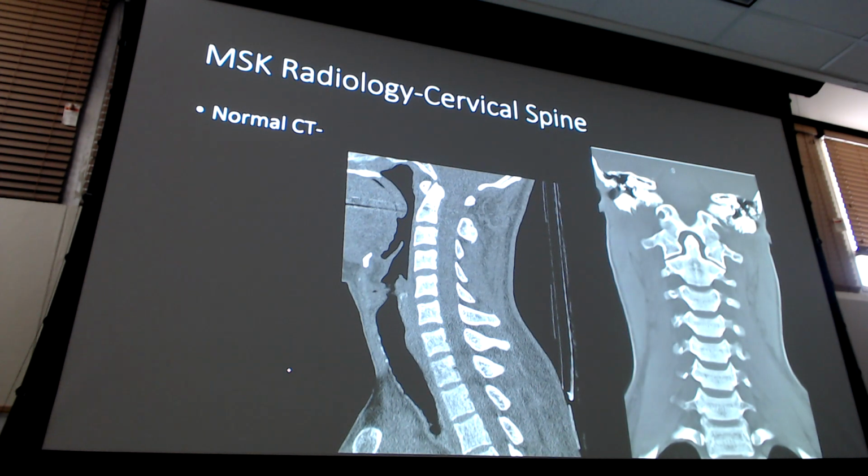And because we get CTs on the neck or the cervical spine most often, it would be silly of me to not give you what normal kind of looks like. Okay?